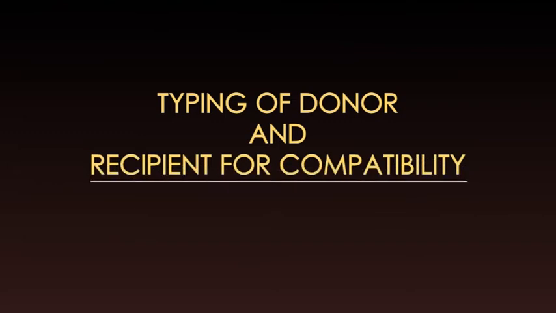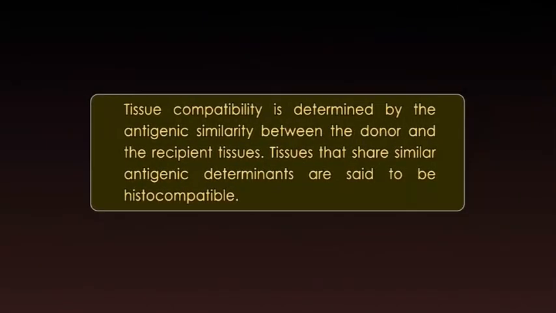Typing of donor and recipient for compatibility. Compatibility of the donor and recipient tissues is essential for allograft transplantation. Otherwise, a vigorous immune response leads to graft rejection. Tissue compatibility is determined by the antigenic similarity between the donor and the recipient tissues. Tissues that share similar antigenic determinants are said to be histocompatible.